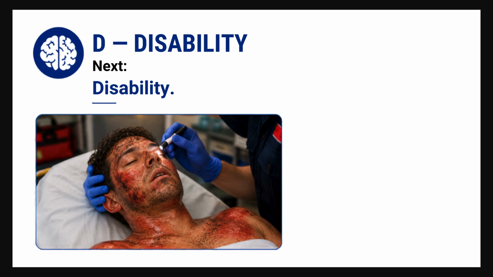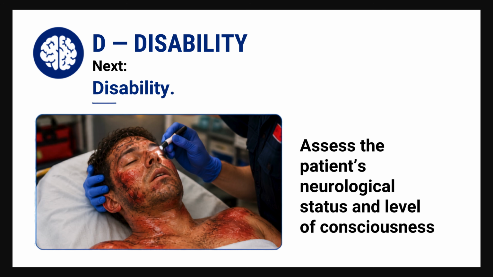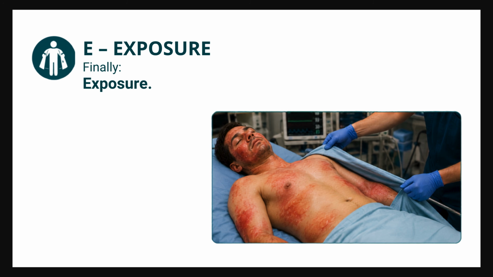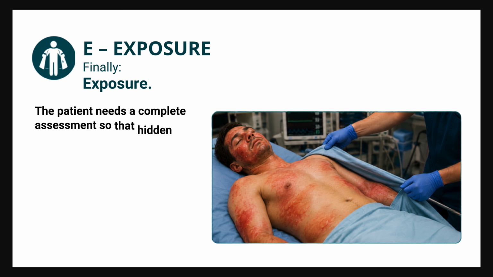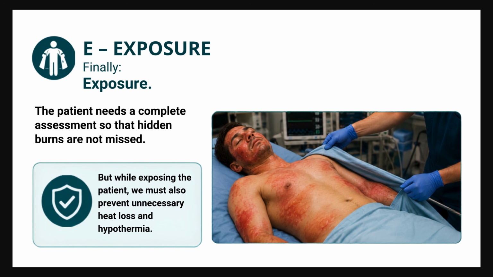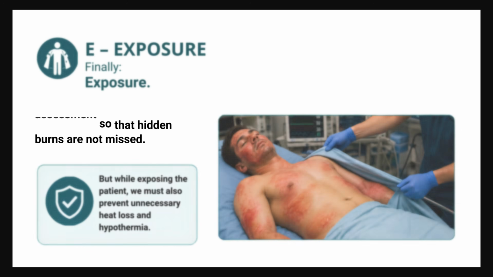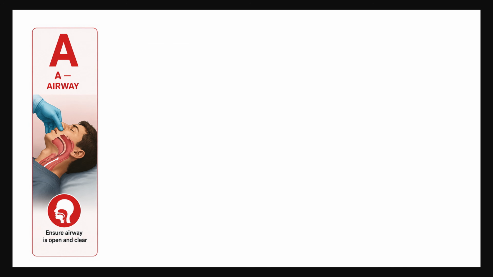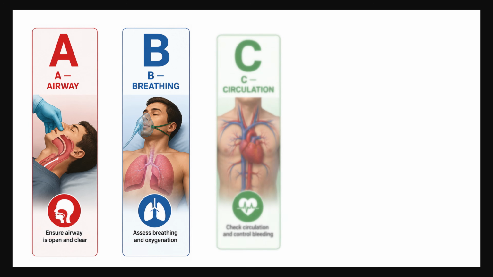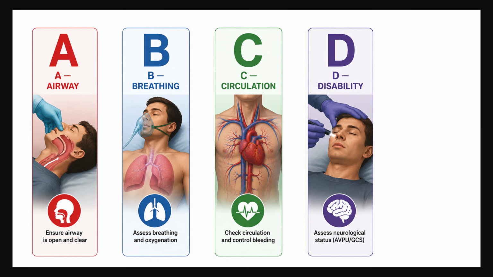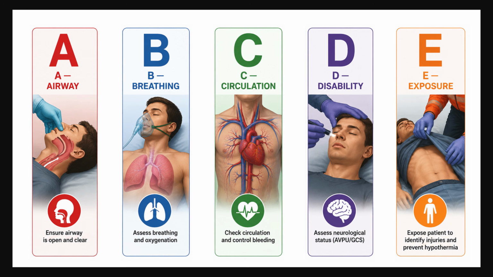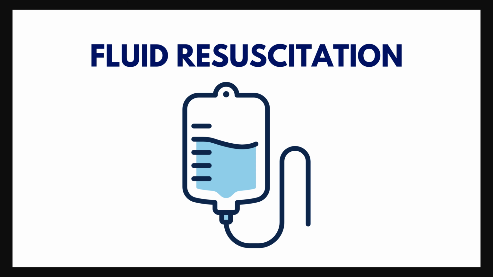D. Disability. Next, disability. Assess the patient's neurological status and level of consciousness. E. Exposure. Finally, exposure. The patient needs a complete assessment so that hidden burns are not missed. But while exposing the patient, we must also prevent unnecessary heat loss and hypothermia. So remember, A, airway. B, breathing. C, circulation. D, disability. E, exposure. Fluid resuscitation.